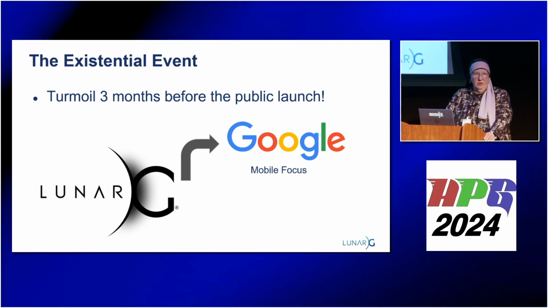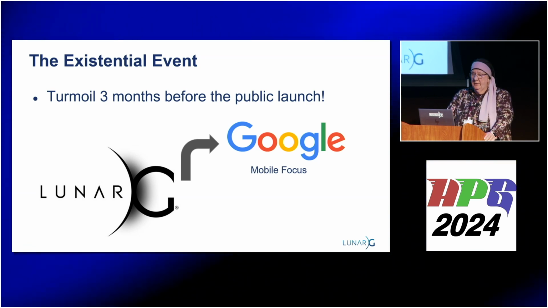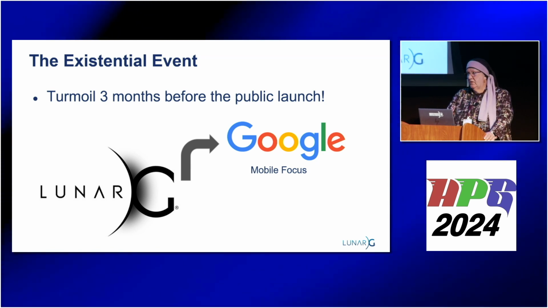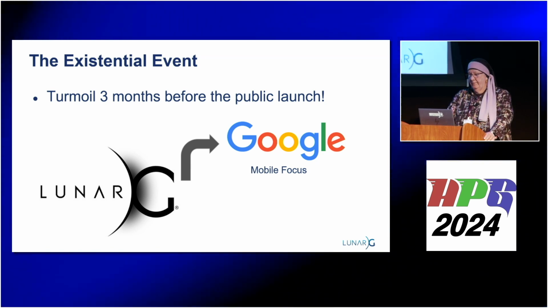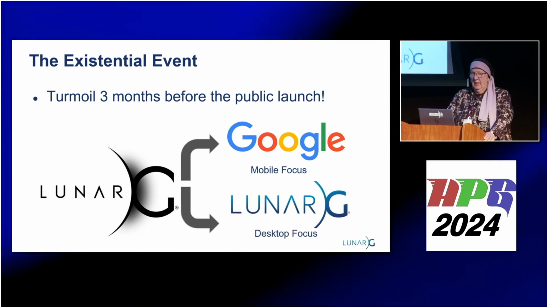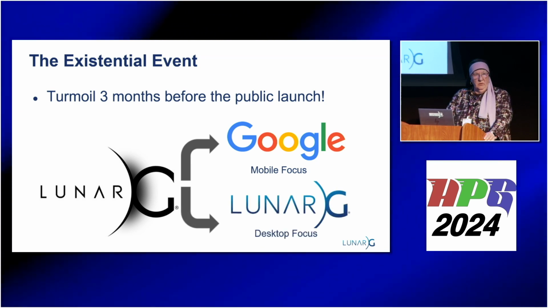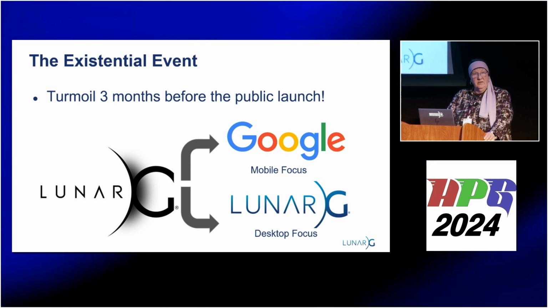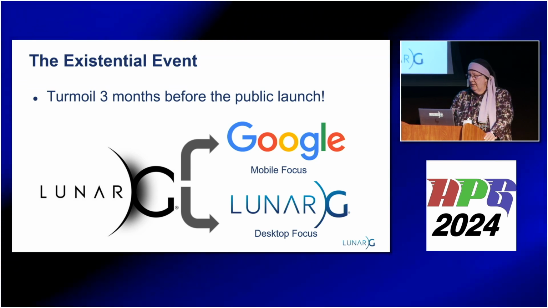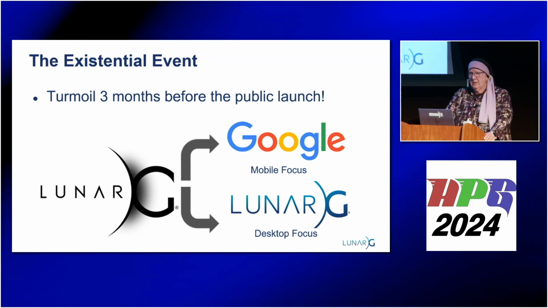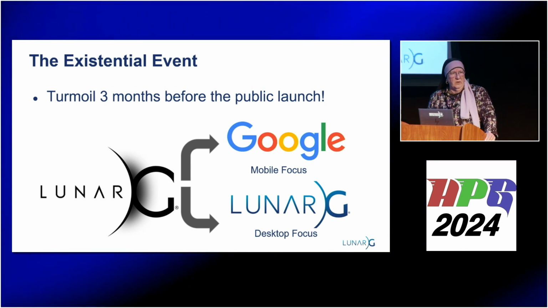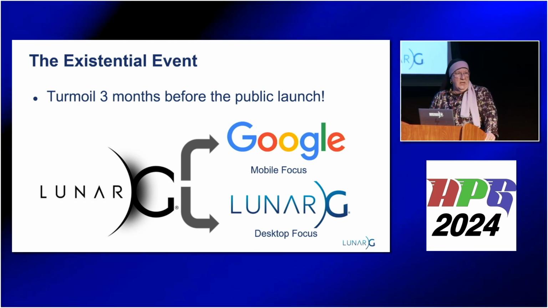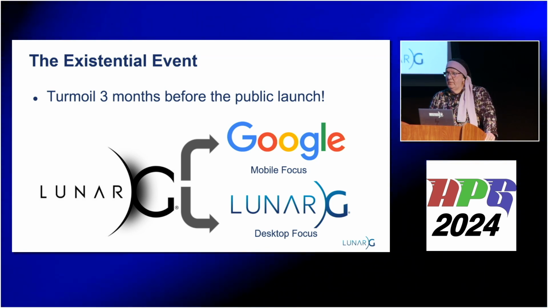A transaction occurred between Google and LunarG. Half of LunarG went over to Google to focus on mobile for Vulkan. And the remainder stayed at LunarG with a focus on desktop for Vulkan. Well, this is all fine and dandy, and it also made sense because it was August 2015, if I recall correctly, that Google had announced that the low-level standard graphics API for Android would be Vulkan.